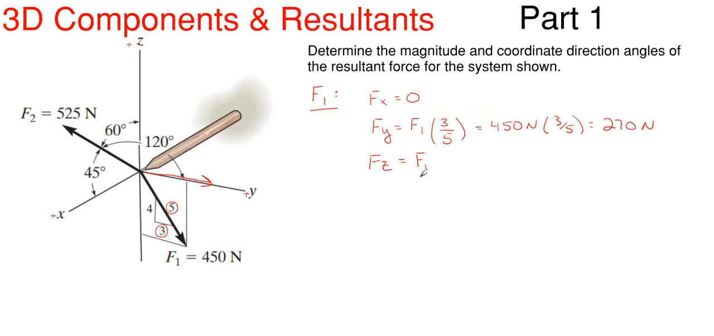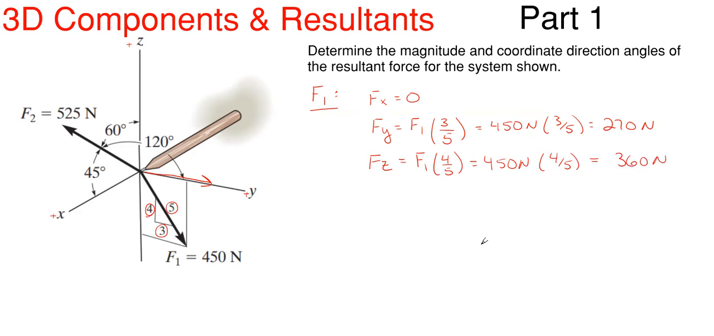Once again, it's going to be your main force, which is F1. And once again, we're going to use that little dimension triangle. Same idea: we use the dimension of the triangle that is parallel to the direction we're looking at. Z is purely up and down. It's vertical. The 4 is vertical, so we're going to use that one, and once again, always over the hypotenuse, which is 5. So let's plug in 450 for F1, multiplied times 4/5. So 450 times that gives us 360 newtons.